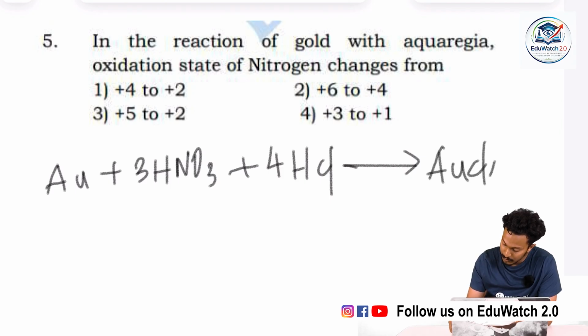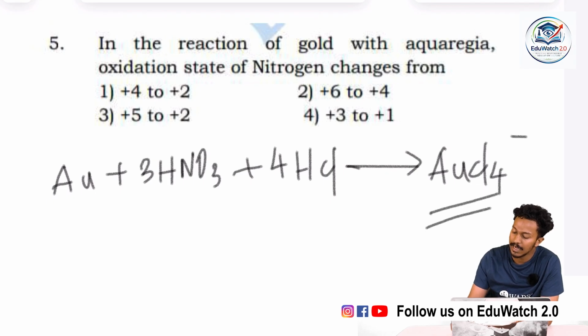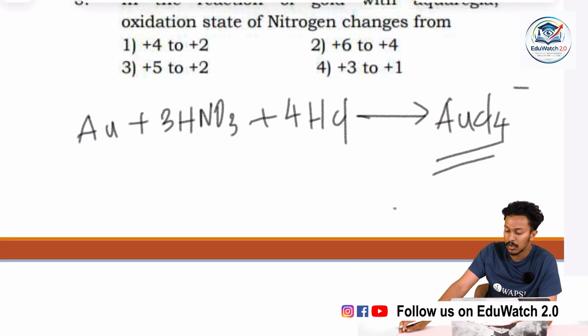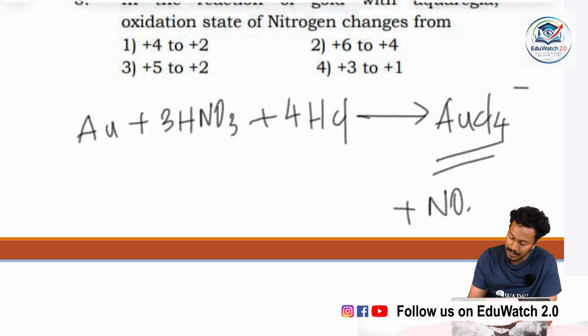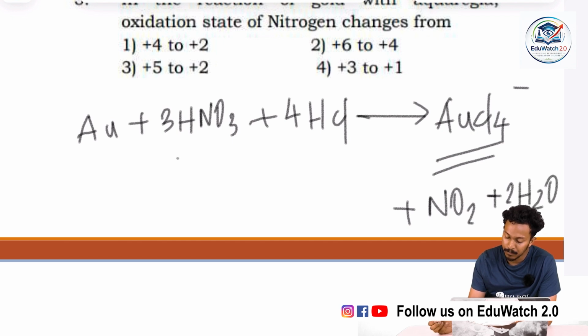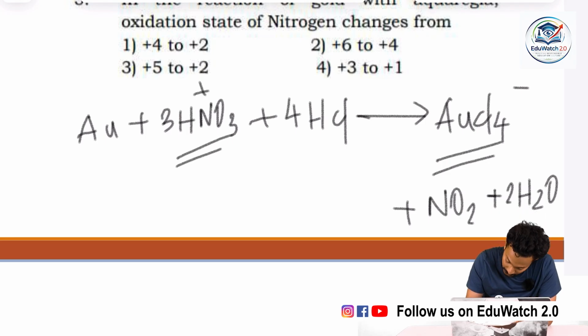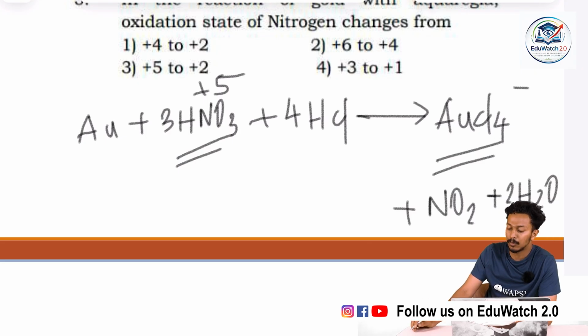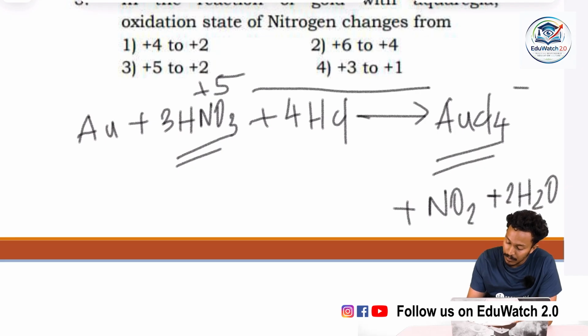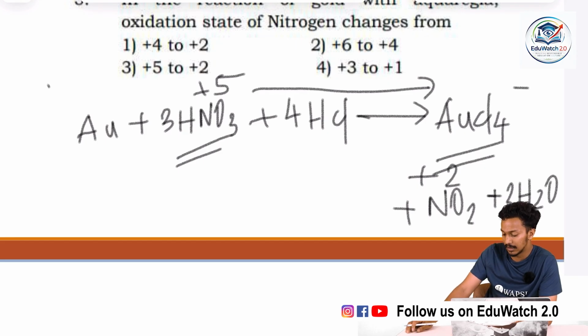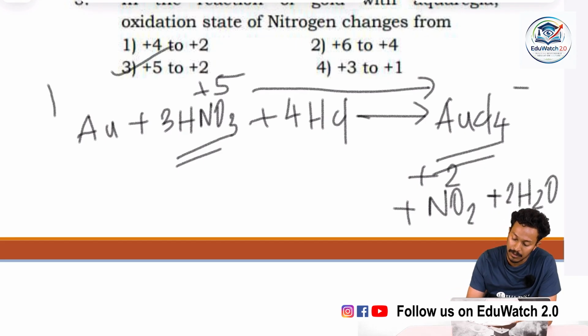tetrachloroaurate, AuCl4 minus. This is the anion that formed from the reaction of gold in aqua regia, along with nitrous oxide, nitrogen dioxide and water. Here the oxidation state of nitrogen in HNO3 is +5. You could calculate the oxidation state from the given compound, and it changes from +5 to +2. It's given in the nitrogen dioxide. So the correct option would be option number 3.